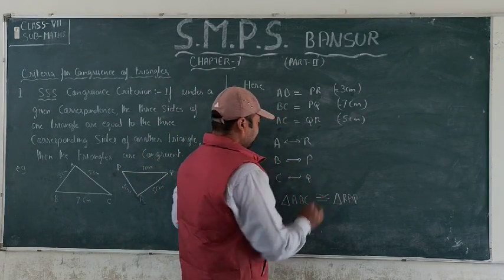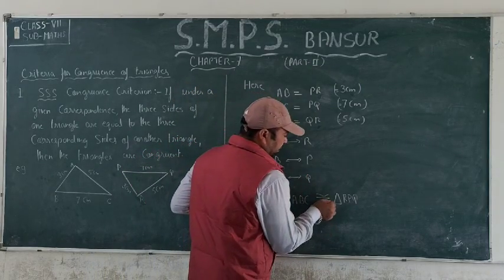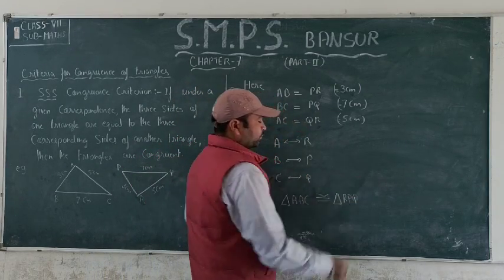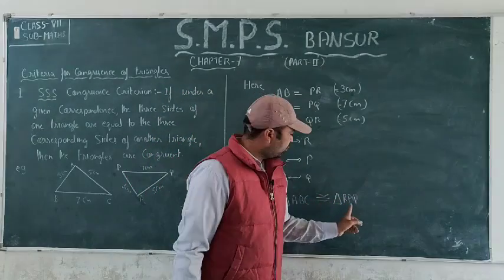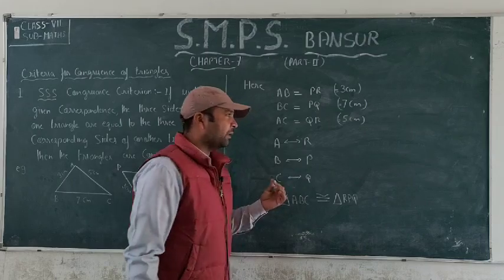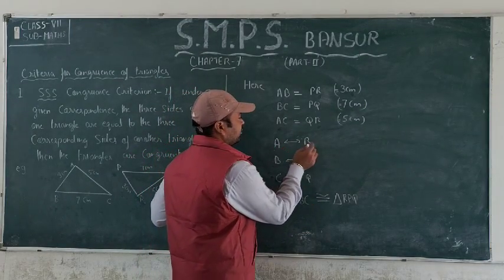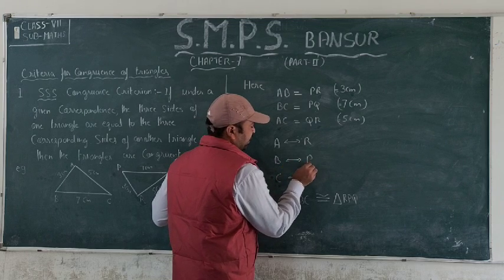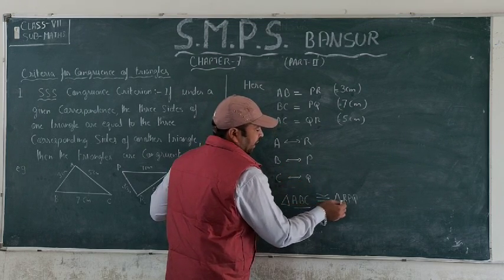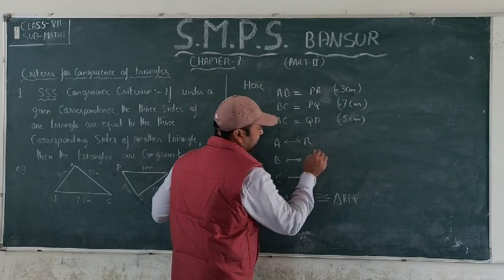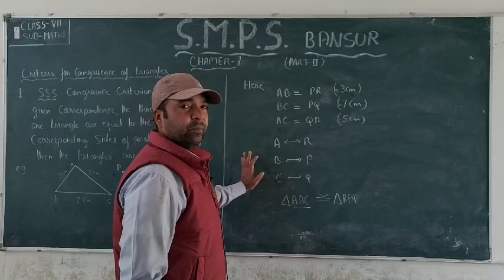So we can write that triangle ABC is congruent to triangle RPQ. If you change the sequence while writing this statement, then your statement will be wrong, because A is corresponding to R, B is corresponding to P, and C is corresponding to Q. So ABC and RPQ. If you write PQR, then your answer will be wrong.